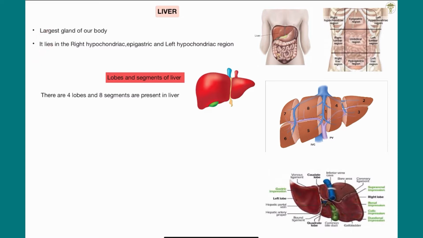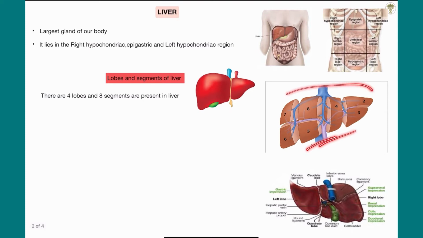Now I will discuss the lobes and segments of the liver. It is very important because some students don't understand the lobes and segments of the liver and how these segments are divided. So first of all, I will discuss how these segments are divided. You see this diagram. In this diagram, there are 8 segments present in the liver: first, second, third, fourth, fifth, sixth, seventh, eighth. There are a total of 8 segments and 4 lobes present in the liver.